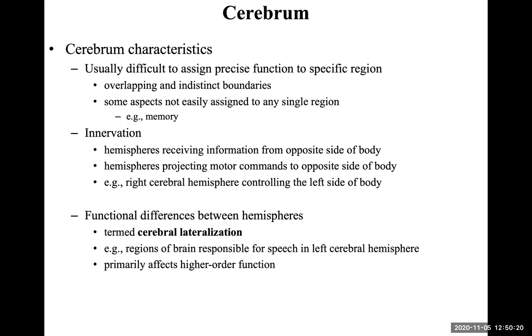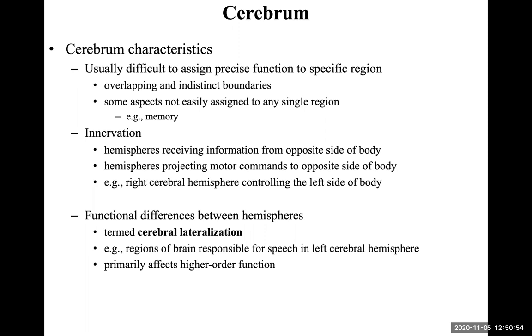Here are some important things to keep in mind as we're going through and learning this material. Functionally speaking, different parts of the brain are associated with specific functions. However, always bear in mind that it is the functions that we assign to specific, for example, lobes of the brain. There's a tremendous amount of crosstalk that occurs, and so it's hard to definitively assign one and only one function to a region of the cerebrum.